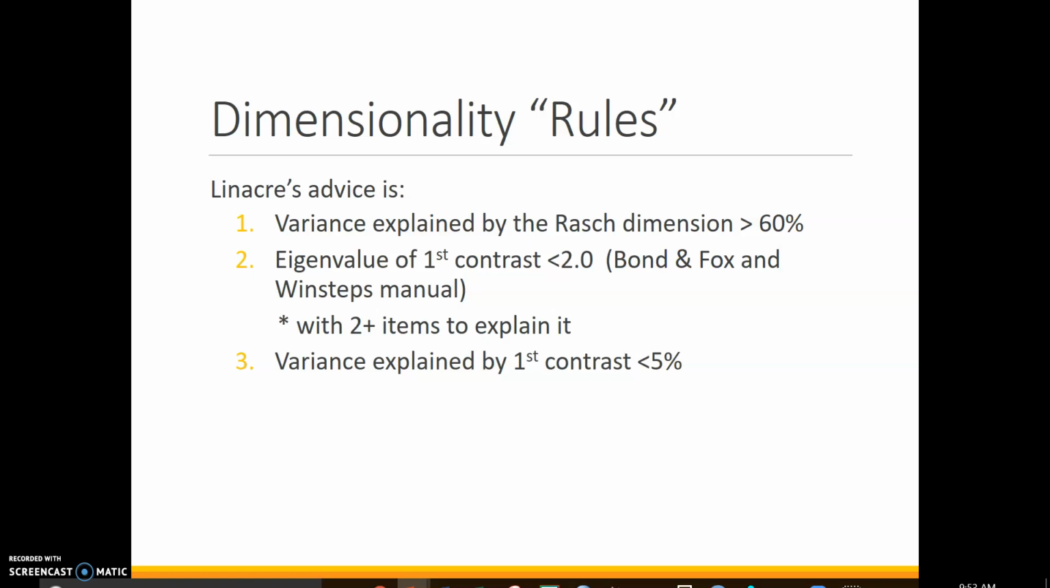Here's the rules. We want the variance explained by the Rasch dimension, that first dimension, to be above 60. And then we want the eigenvalue of the first contrast, which is conceptually the second dimension, to be less than 2 and have 2 items to explain it. And then we want the variance explained by the first contrast to be less than 5.